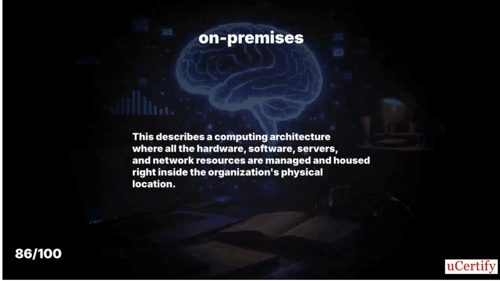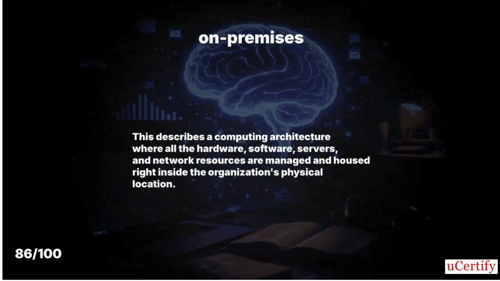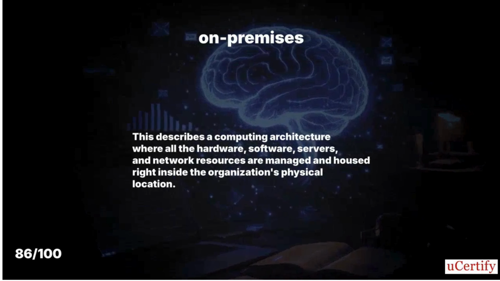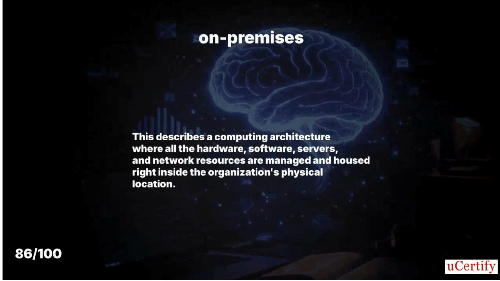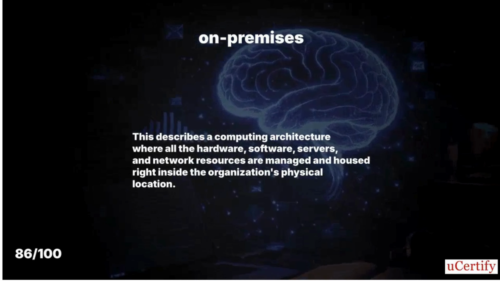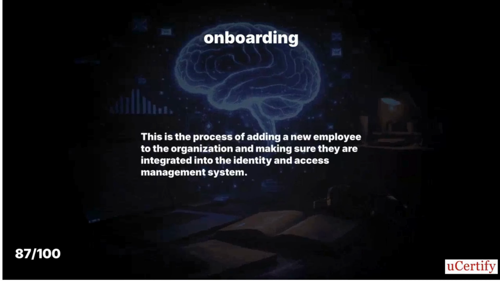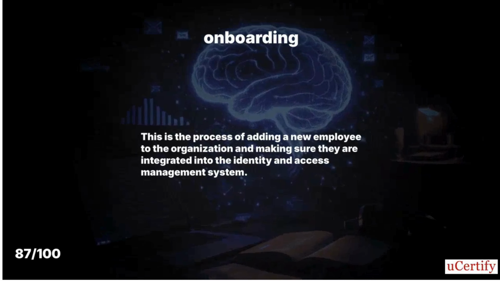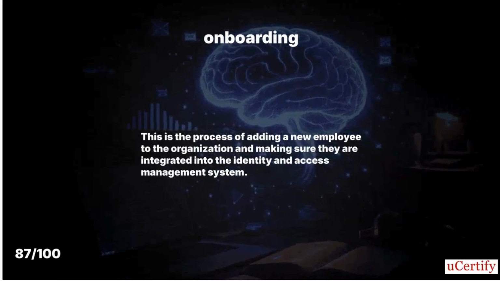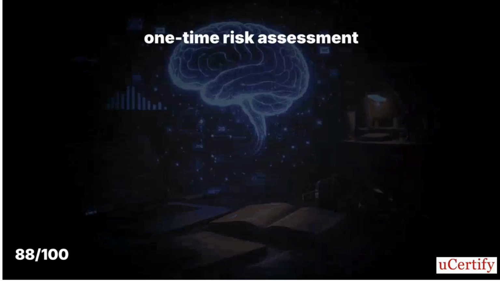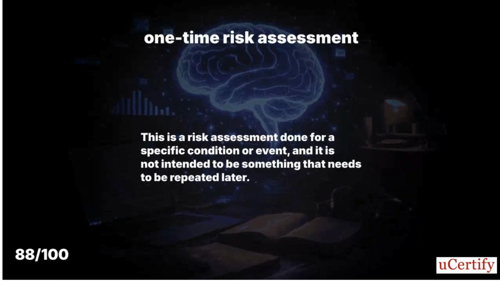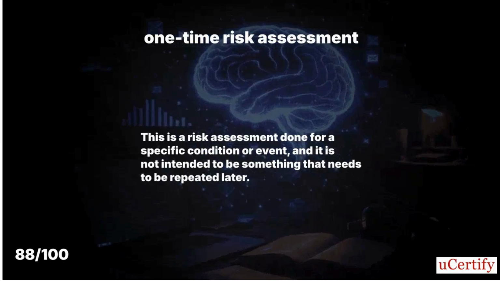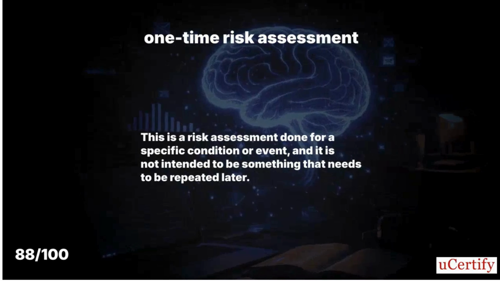On-premises. This describes a computing architecture where all the hardware, software, servers, and network resources are managed and housed right inside the organization's physical location. This is the process of adding a new employee to the organization and making sure they are integrated into the identity and access management system. This is a one-time risk assessment done for a specific condition or event, and it is not intended to be something that needs to be repeated later.